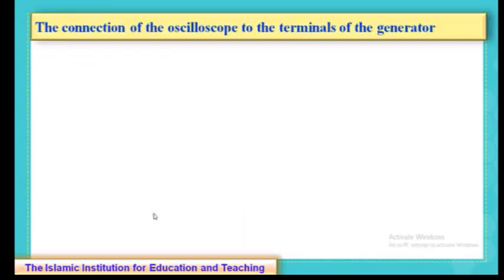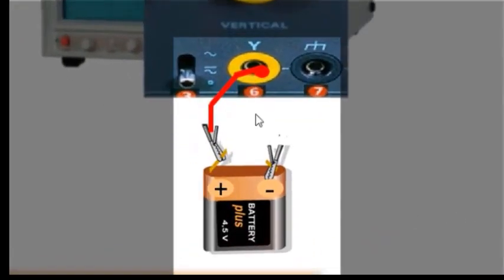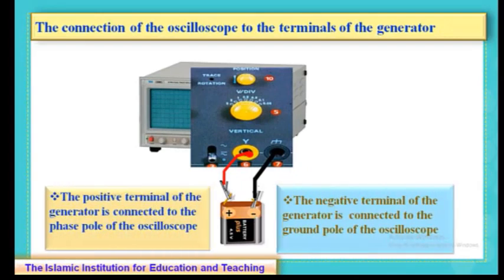Now, how is the oscilloscope connected to the terminals of the generator? The phase terminal is connected to the positive pole of the dry cell, and the ground terminal is connected to the negative pole of the dry cell. So the rule says that the phase should be connected to the positive pole and the ground should be connected to the negative pole. But what if we reverse the connection? We will discover this later on.